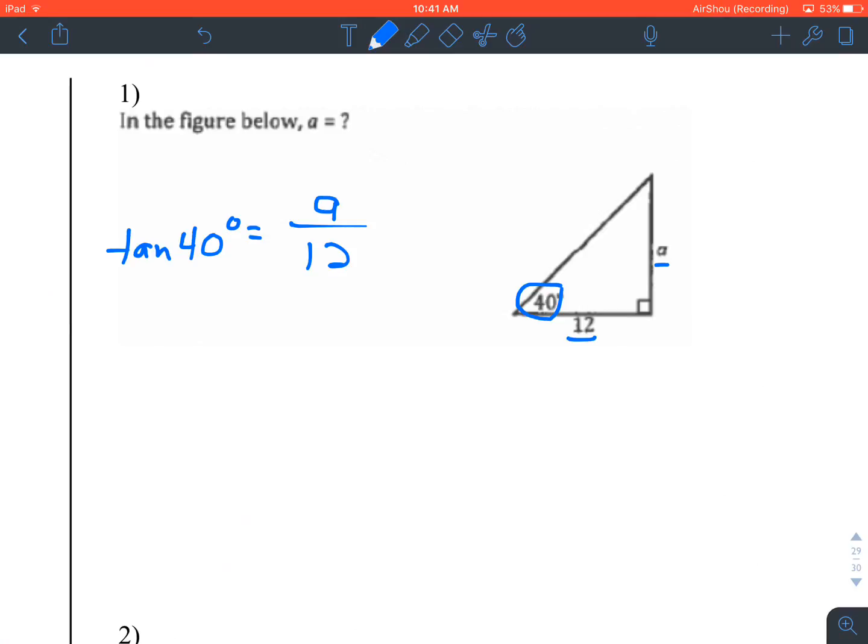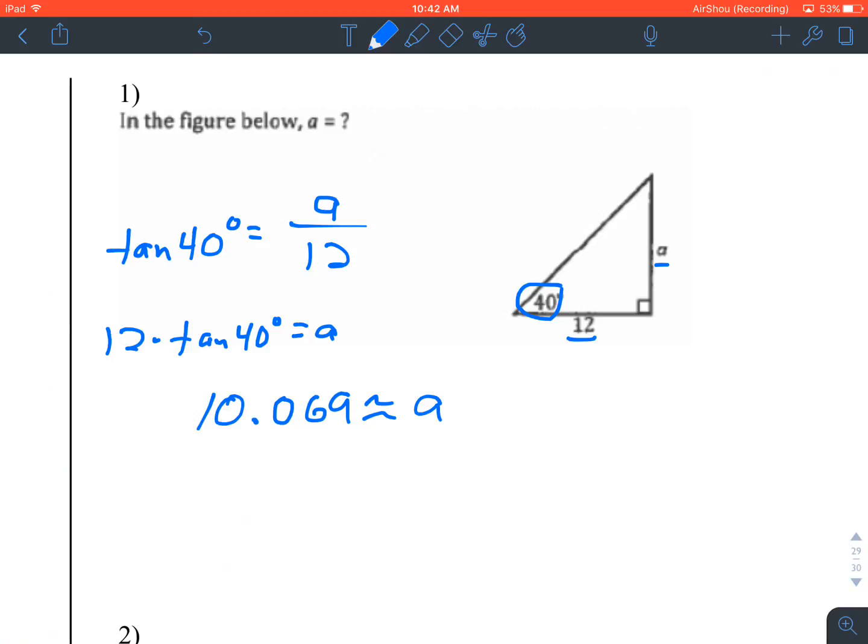Now we use algebra to get A by itself, I'm going to multiply both sides of the equation by 12. We get 12 times tangent of 40 degrees equals A. Type that in your calculator, making sure your calculator is in degree mode. Let me do that real quick. It's going to be 12 tangent of 40. That's about 10.069.